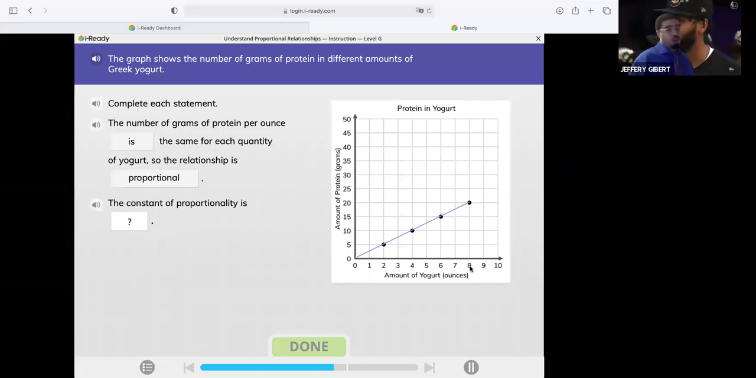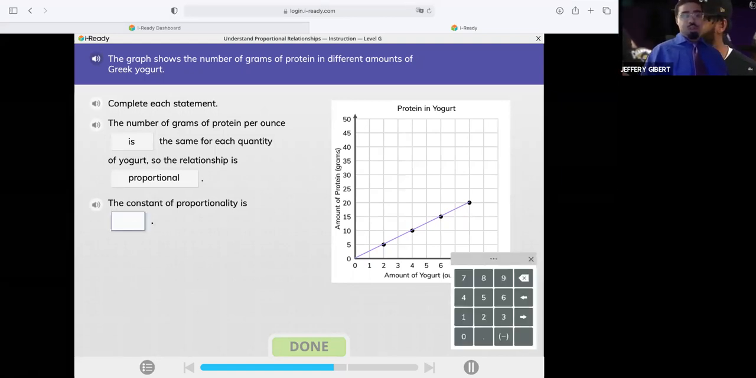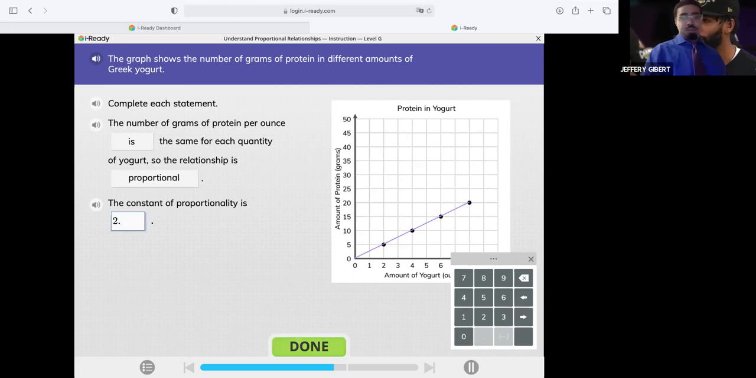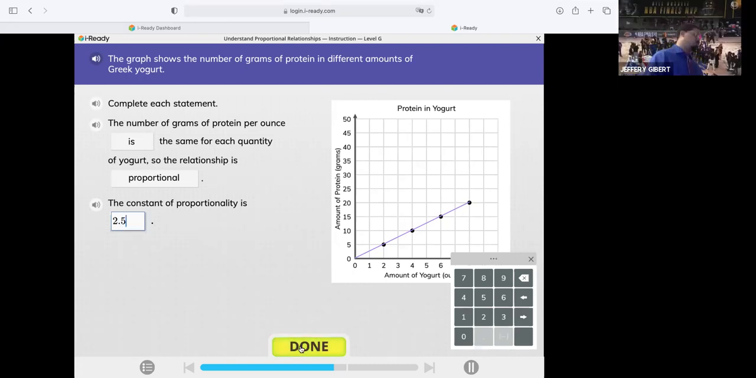Yeah, 2.5. So the constant of proportionality is 2.5. It doesn't matter which one you did: 5 divided by 2, 10 divided by 4, 15 divided by 6, or 20 divided by 8. They all give you 2.5.